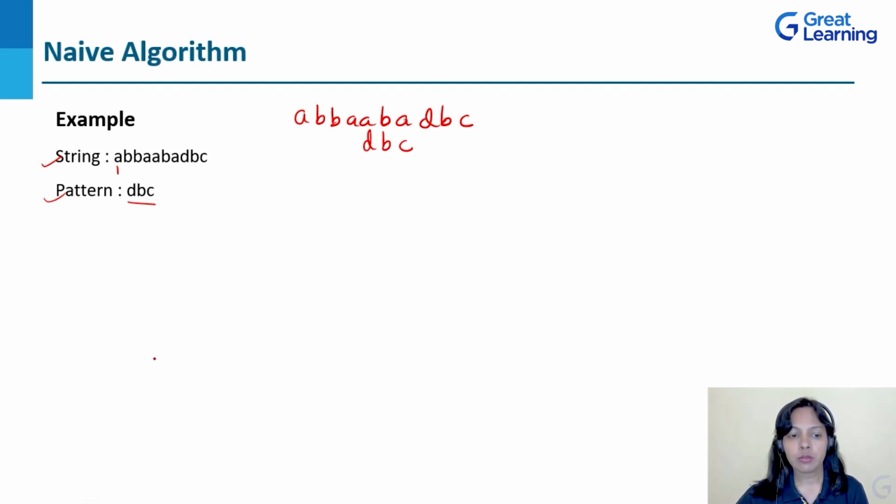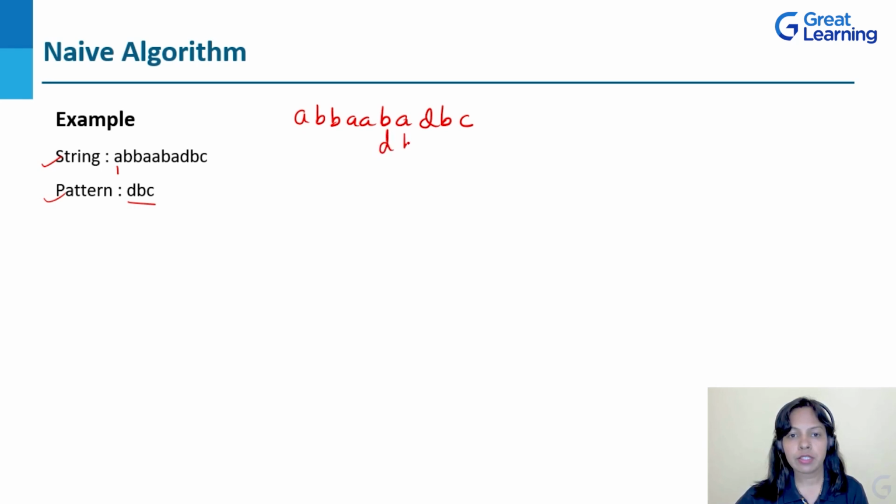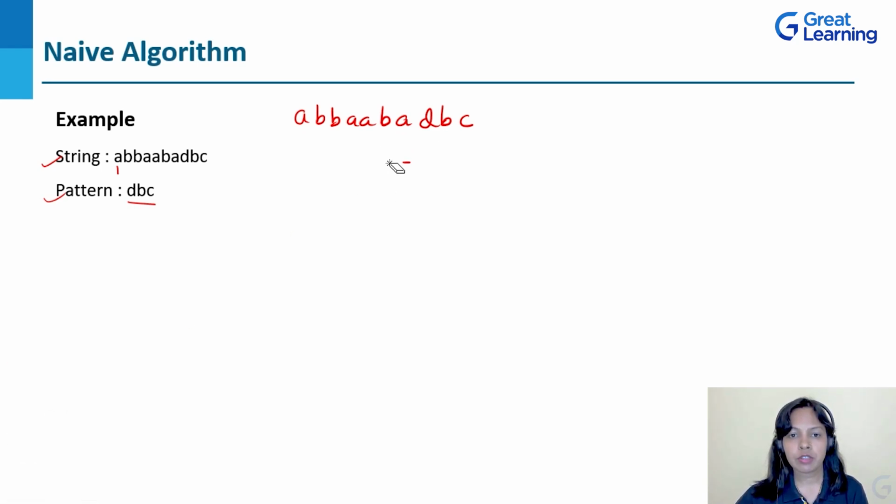It means I'll go from this location, TBC, to next. We'll start from B now. Okay. So we'll match from here. D, B and C. So is it matching with the characters in the string? DBC? No, right? D is not matching with the B. First character itself is not matching. So we'll move now from this location, right? So I'll move this from that location now.